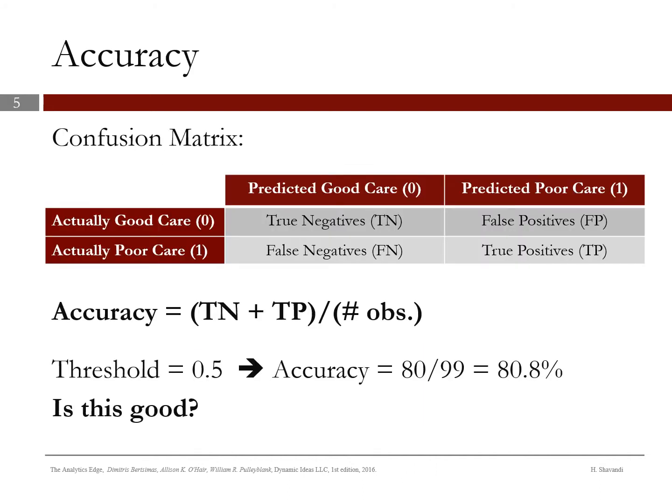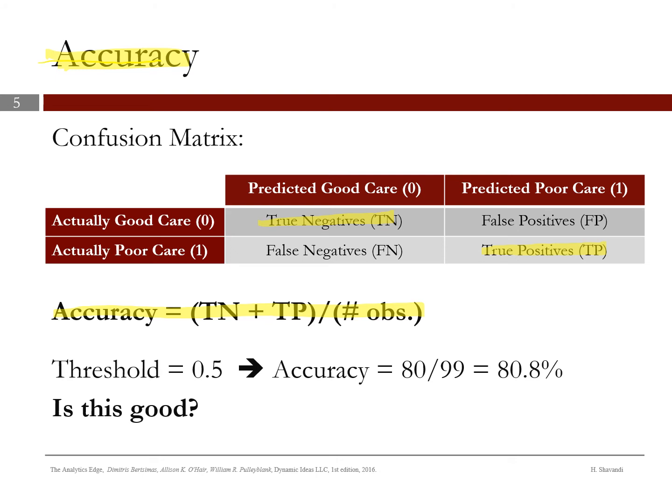The second measure for evaluating the performance of the model is calculating the accuracy. In accuracy, we consider the true predictions, which are the true negatives and true positives, so we are correctly predicting the outcome. If we add up the true negatives and true positives and then divide this by the number of observations, we have a measure for the accuracy of our model.